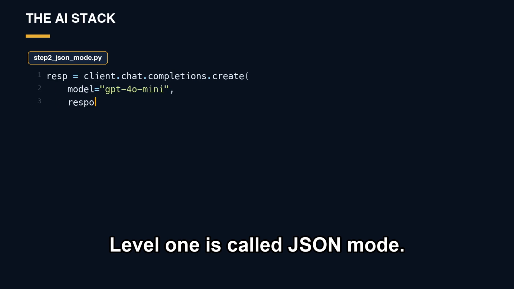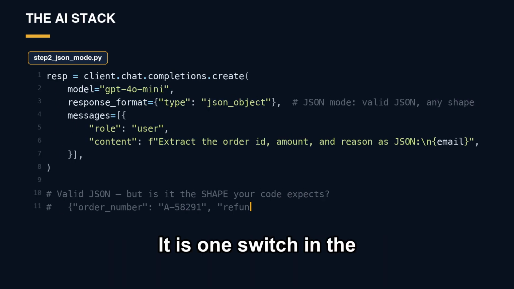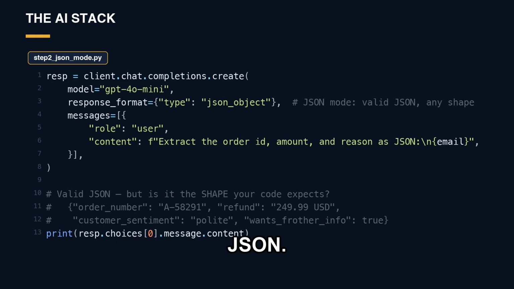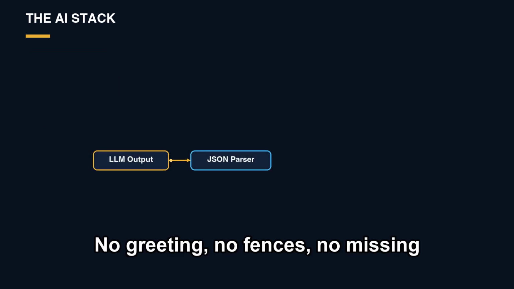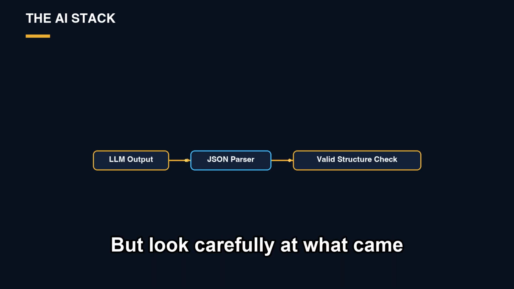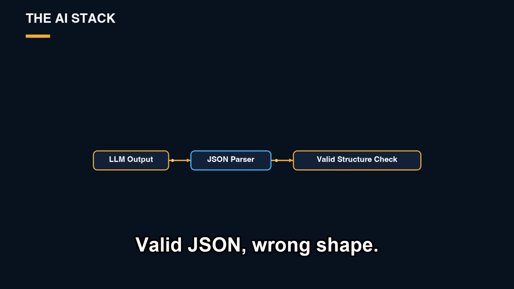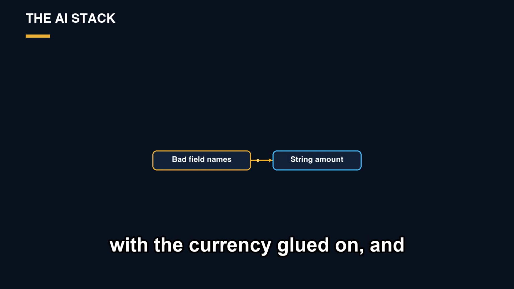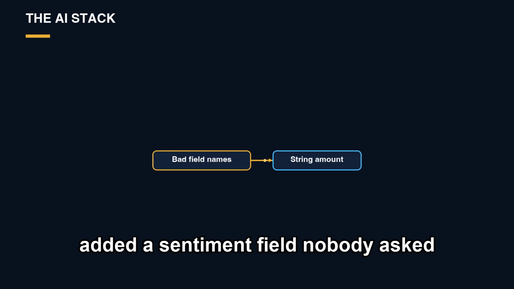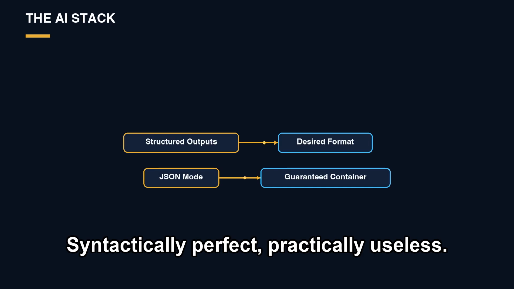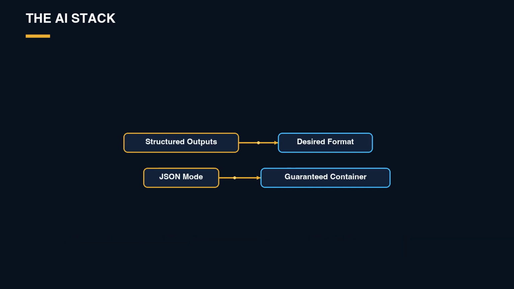Level 1 is called JSON mode. It is one switch in the request. With that response format line, the model is guaranteed to emit valid JSON. No greeting, no fences, no missing bracket. The parser will never crash again. But look carefully at what came back in the comment. Valid JSON, wrong shape. It invented its own field names, stored the amount as a string with the currency glued on, and added a sentiment field nobody asked for. Dana's sister's frother question is in there too. Syntactically perfect, practically useless. JSON mode guarantees the container, not the contents.